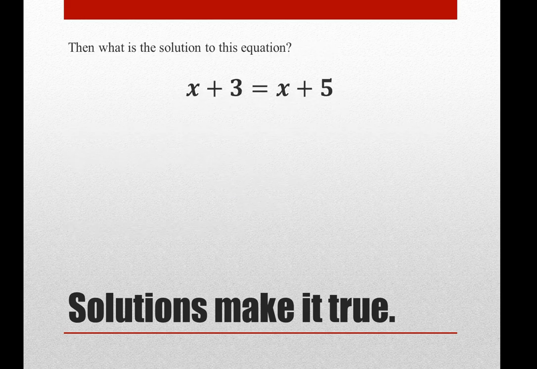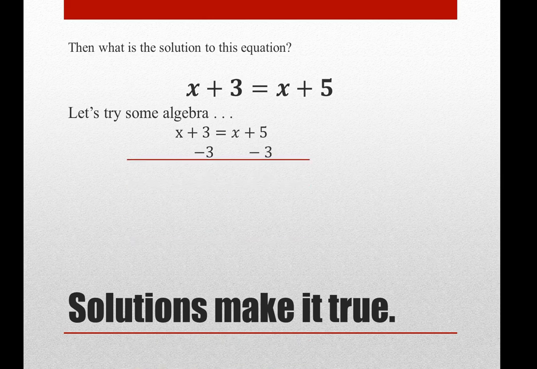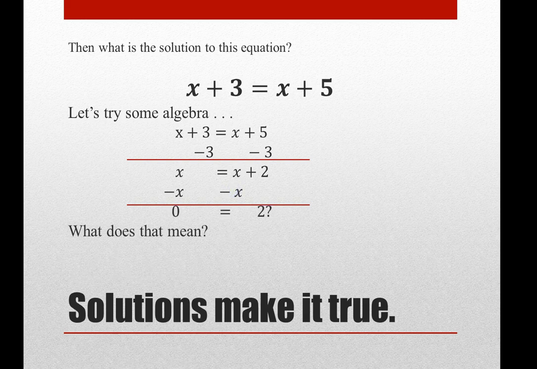Well, let's go ahead and try the algebra for it. Of course, you would subtract. Why don't we subtract 3 from both sides first? Yeah, let's subtract 3 from both sides and try to move all the numbers to one side. And now we got x equals x plus 2. And let's subtract x from both sides so that we get all the x's on the other side. And what does that mean? 0 cannot equal 2. That's impossible. So what does this mean?